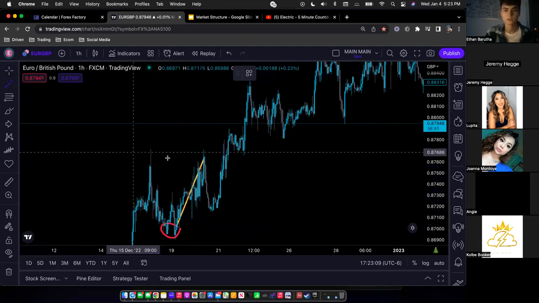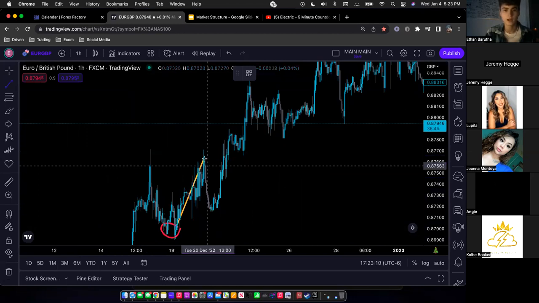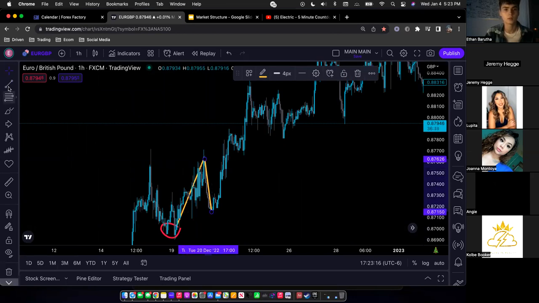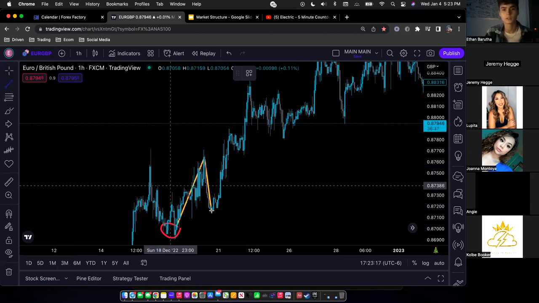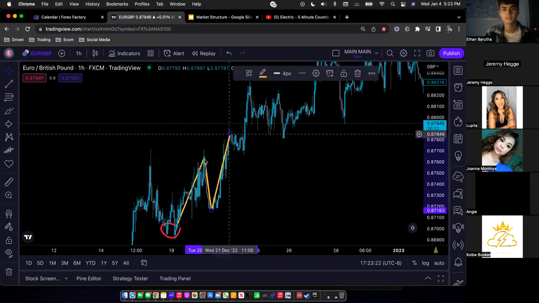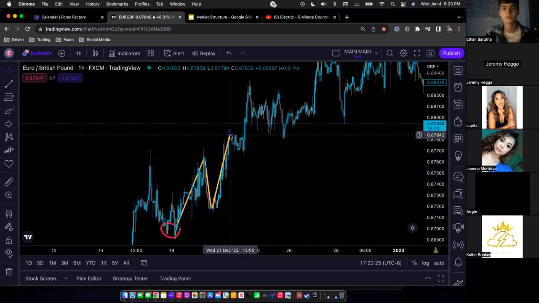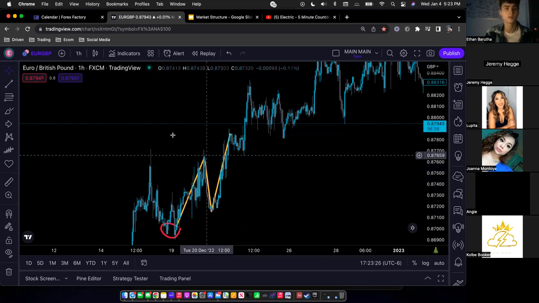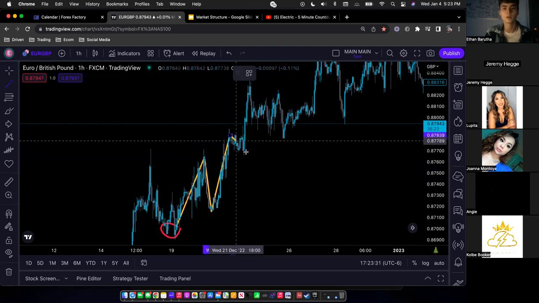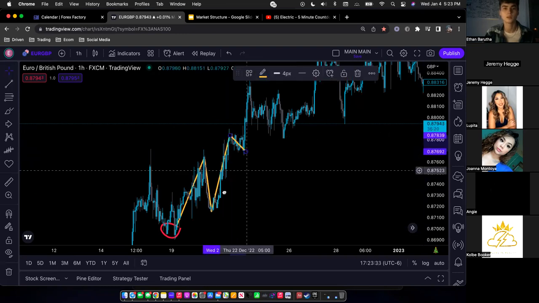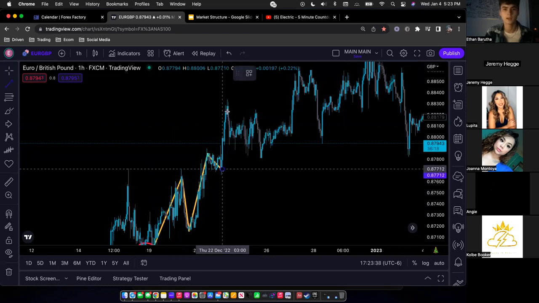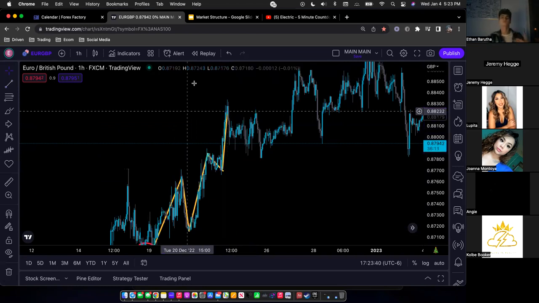Okay. So now it has made a higher high. Market has come down and made a higher low. Now market is going up. See how it's made this higher high. And when I say a higher high, that means that this point is higher than this previous point, okay? So now it's come back to retrace, made a higher low. Now it's come back up and made a higher high, and so on and so forth.